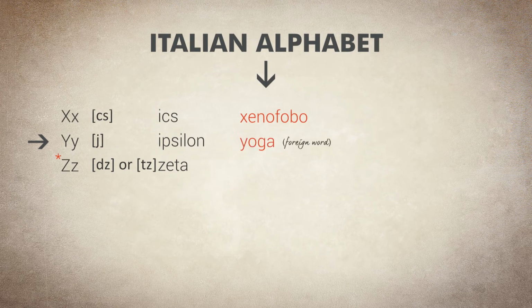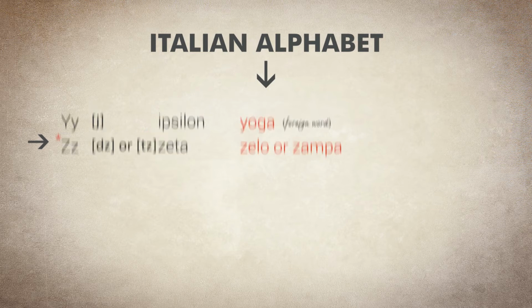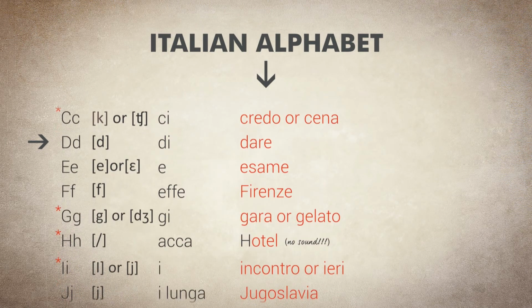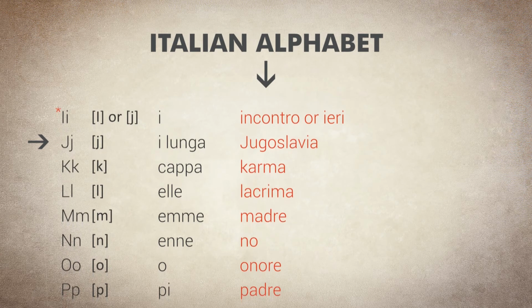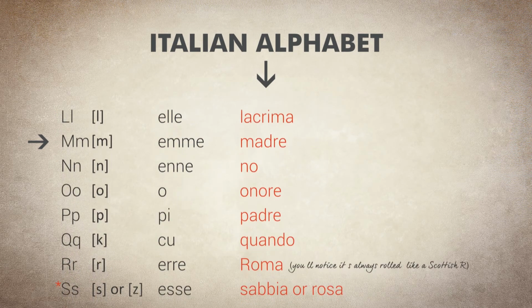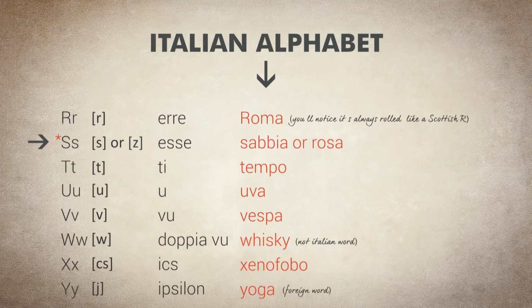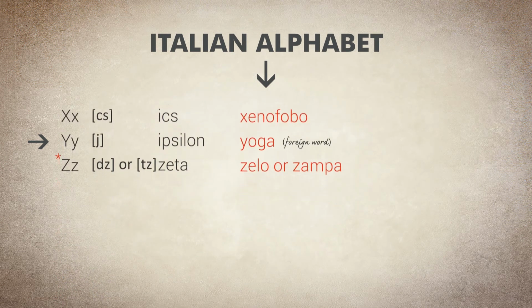Y, as in yoga, also foreign word. And Z, that has two pronunciations. It can be Z, as in zelo, or Z, as in zampa. I will now just repeat it very quickly. A, B, C, D, E, F, G, H, I lunga, K, L, M, N, O, P, Q, R, S, T, U, V, W, X, Y, and Z.